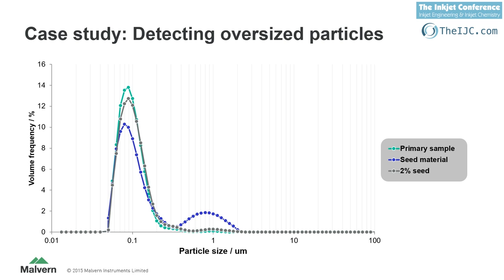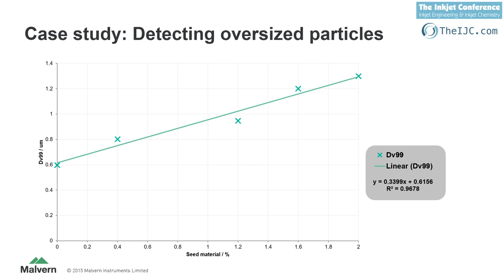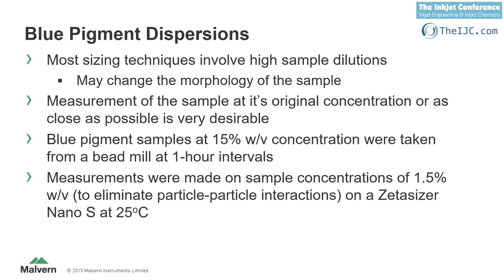So at 2% seed, you can see in grey, we've just seen a peak of material appearing at about 1 micron. So what we've done in this case is to add different proportions of that seed material to look at how well we're picking up those agglomerates. So from 0.4% seed material up to 2%, which was the example we showed on the previous page. And we're plotting the DV99 against the amount of seed material added. So that parameter is going to be very sensitive to small amounts of oversized particles. So we can clearly detect small amounts of agglomerates, which would let you find out that the ink's not stable or it's not well enough milled very quickly.